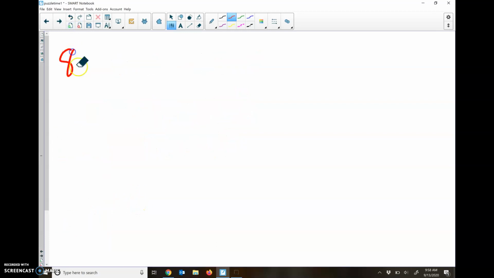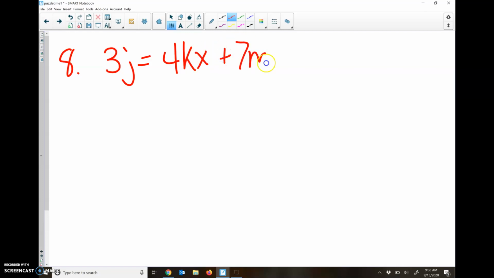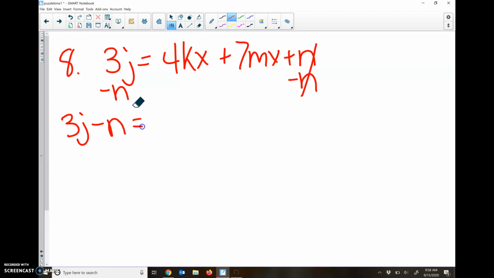All right, and then number 8, kind of the same thing, except we got something to get rid of first. So I got 3j equals 4kx plus 7mx plus n. So you'll see we got 2 x's, so we know we're going to have to undistribute, except we can't undistribute an x from something that doesn't have an x. So we need to get rid of that n first before we undistribute. So it's a plus n, so I'm going to minus n. So I have 3j minus n, and then I have 4kx plus 7mx.